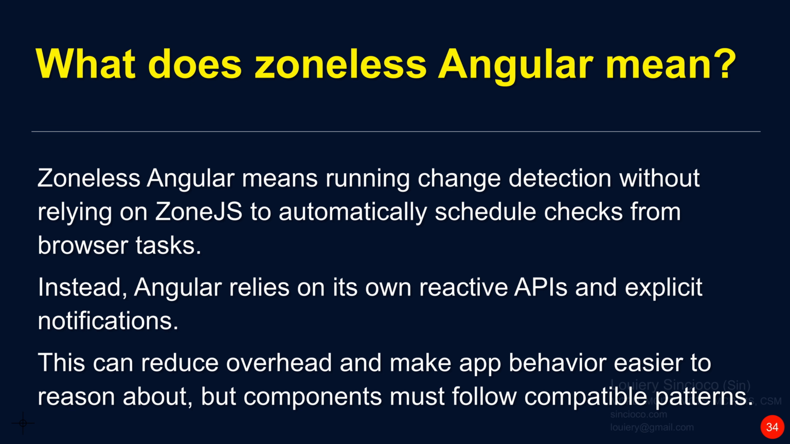What does zoneless Angular mean? Zoneless Angular means running change detection without relying on Zone.js to automatically schedule checks from browser tasks. Instead, Angular relies on its own reactive APIs and explicit notifications. This can reduce overhead and make app behavior easier to reason about, but components must follow compatible patterns.